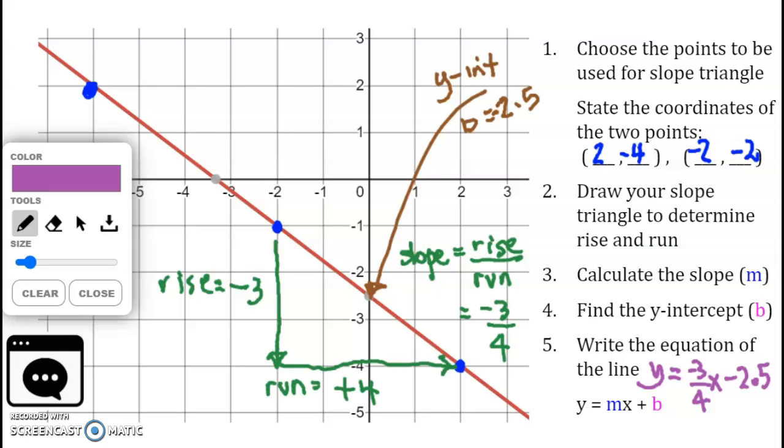Y-intercept is this value here. And you should not eyeball it, but I'm going to tell you this is actually 2.5. So it's not just 2.5, it's -2.5. So put it together, and y is equal to -3 over 4x minus 2.5, and that's my equation.